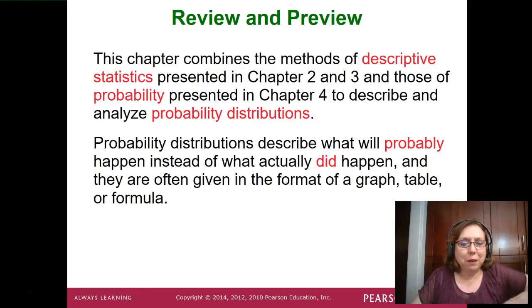So what's interesting about this chapter is that we're going to bring together some of the concepts we learned in chapters 2 and 3, making graphs, calculating the measures of center and the measures of variation, and then also the concepts in probability in chapter 4. And we're going to talk about probability distributions.